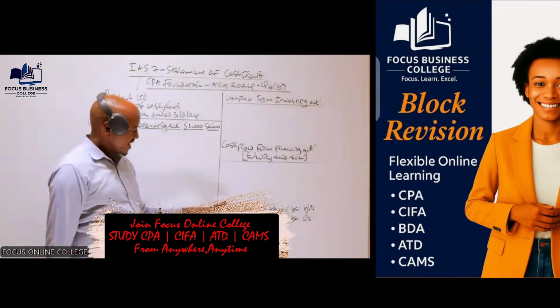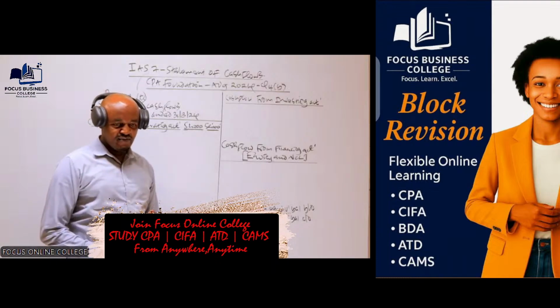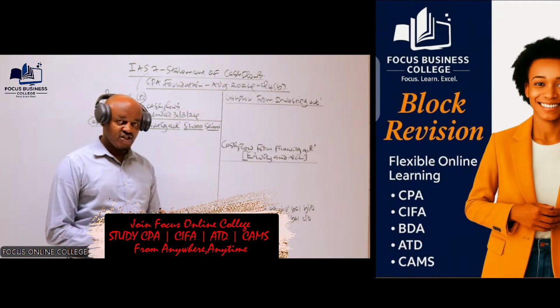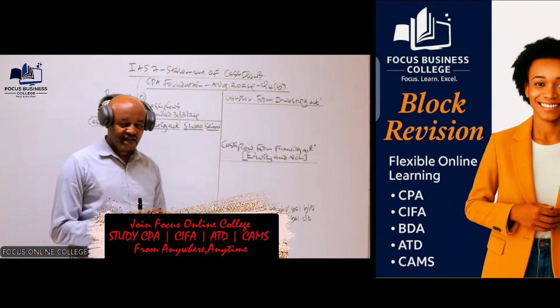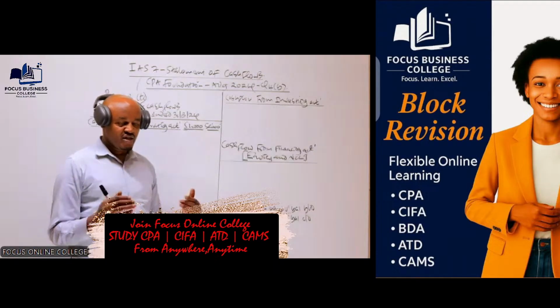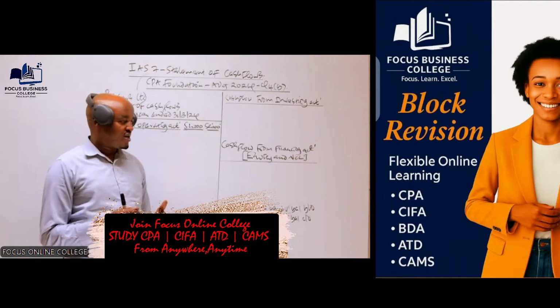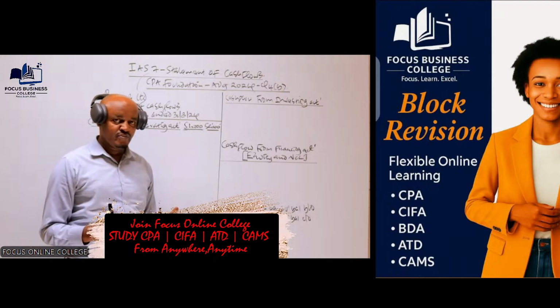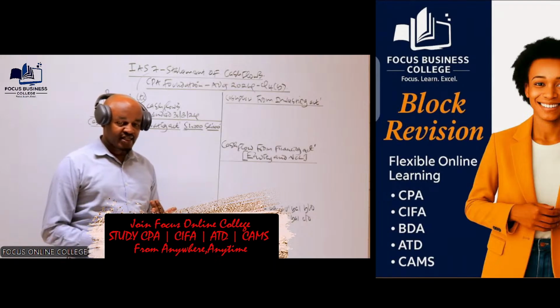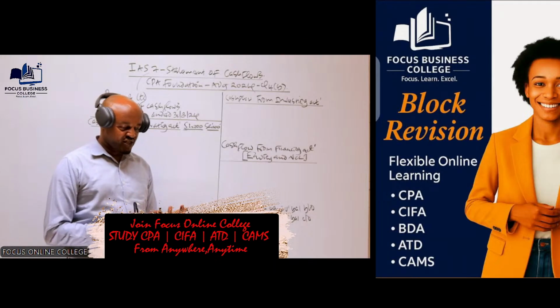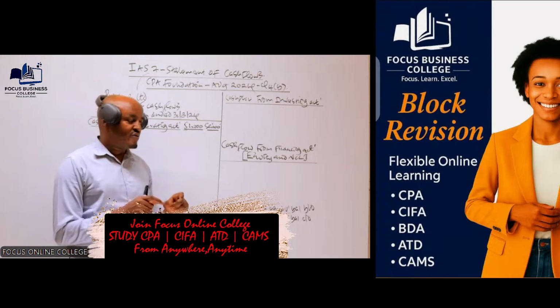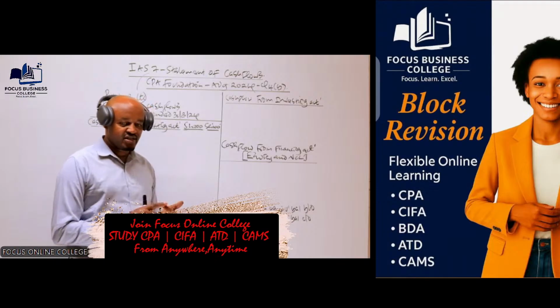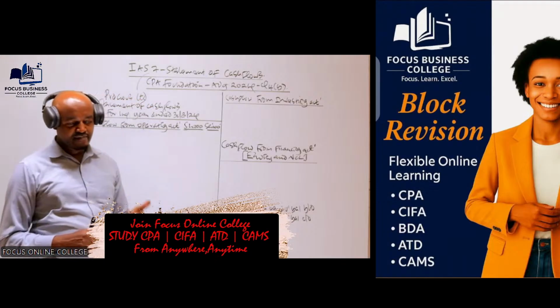So what do we mean by cash? Cash is cash in hand, cash at bank, overdraft, and then cash equivalents, which are the short-term investments. So what we need to do is go to our statement of financial position under the current assets. We check whether we have cash in hand, cash at bank, short-term investments, and then we go to current liabilities and check whether we have a bank overdraft.